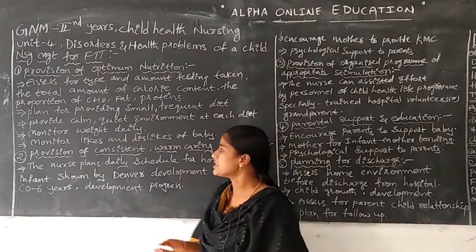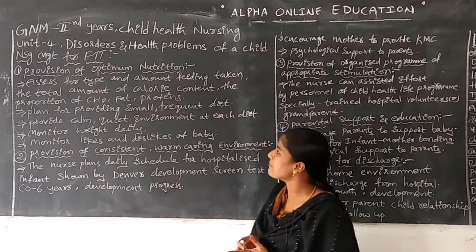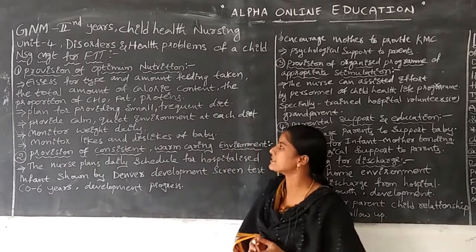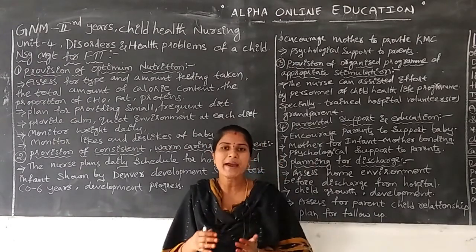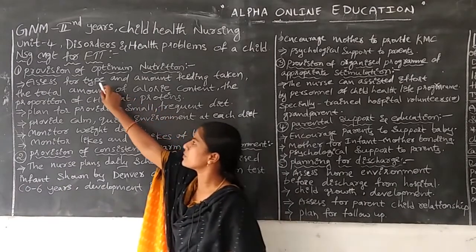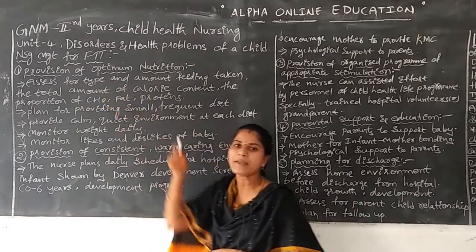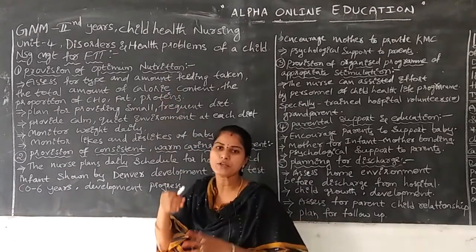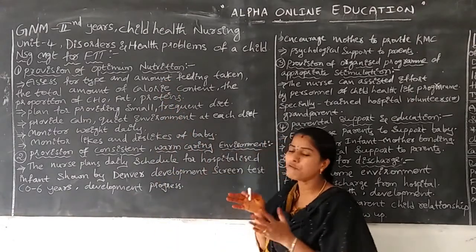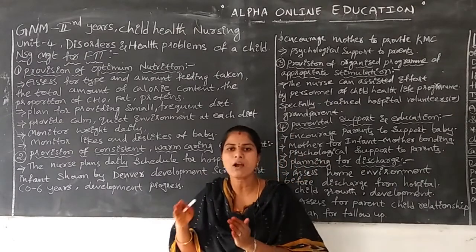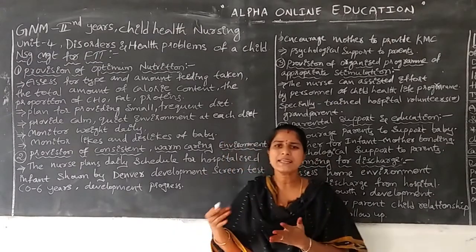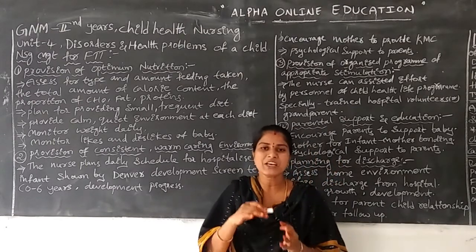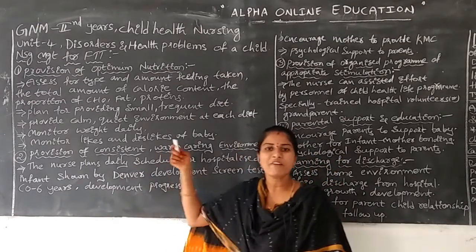Okay, first we are going to discuss the first step, provision of optimum nutrition. What we are doing, as a nurse, is we have to assess the infant's nutritional status. Which type of food the infant is able to take, how much amount he is going to take, and whether the amount of food contains a balanced diet or not. Balanced diet means protein, fat, carbohydrate, all nutrients should be sufficient for the infants.